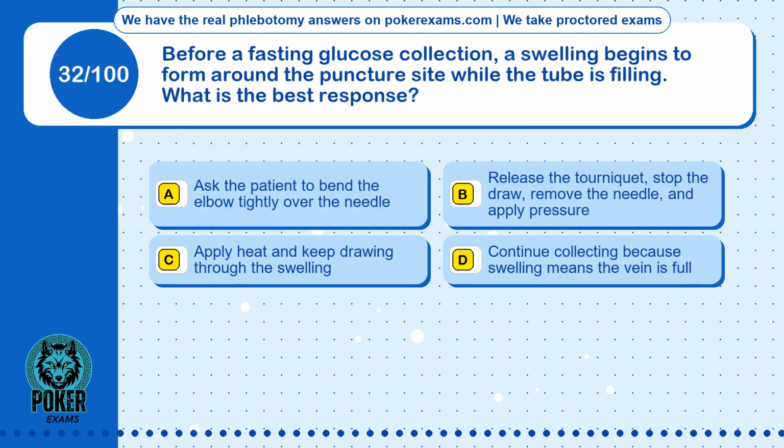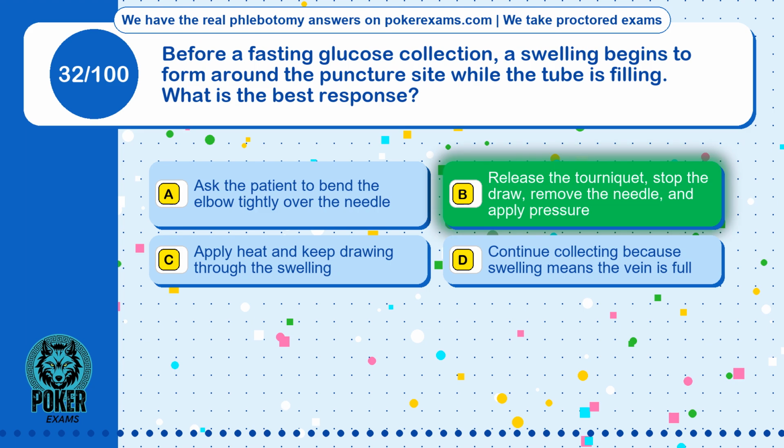Question 32. Before a fasting glucose collection, a swelling begins to form around the puncture site while the tube is filling. What is the best response? Option A. Ask the patient to bend the elbow tightly over the needle. Option B. Release the tourniquet, stop the draw, remove the needle, and apply pressure. Option C. Apply heat and keep drawing through the swelling. Option D. Continue collecting because swelling means the vein is full.